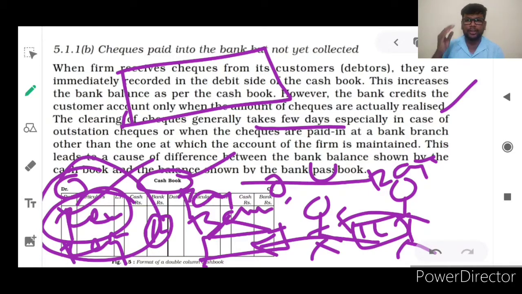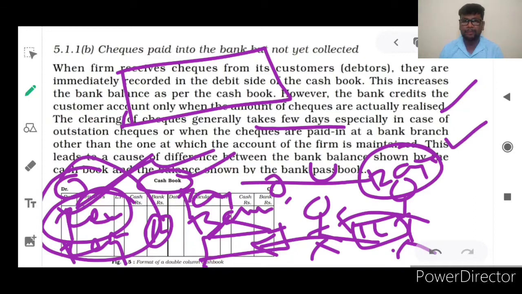Here you can write all the receipts, whether directly by cash or by bank instruments. So you are receiving a 1 lakh rupees check from your customer or debtor Raja, and you submitted the check directly to the banker on that day itself. So immediately you will write it in your cash book debit side. But the banker will take 2 to 3 days because Raja is maintaining a bank account in a different bank.